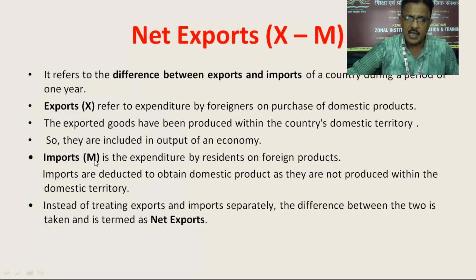Imports, that is M, is the expenditure by residents on foreign products. Imports are deducted to obtain domestic product as they are not produced within the domestic territory. Instead of treating exports and imports separately, the difference between the two is taken and is termed as net exports.